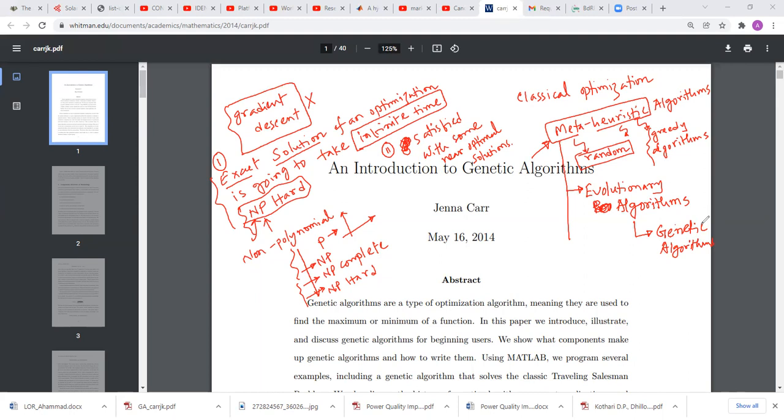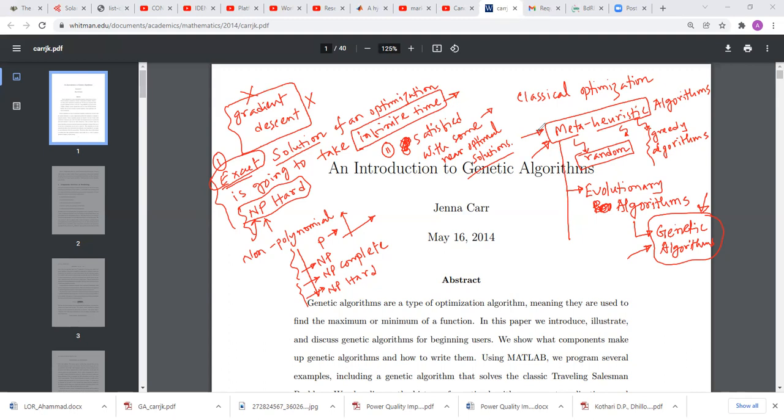So by now it should be clear where and when we might require the application of genetic algorithm, okay? Where the gradient search might fail, or where finding the exact optimum solution is going to take a pretty long time, or I am satisfied with some near optimal solution. I don't need the exact optimum value, rather any near optimum value is fine enough for my design problem. So in these cases, we can resort to meta heuristic algorithms.